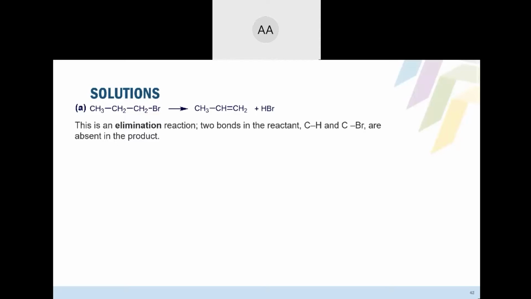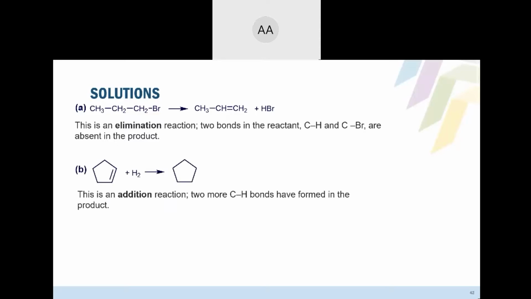Excellent. B started with a cyclical compound. So you can see a cyclical compound that had a double bond where hydrogen was added. So now 2 more carbon-hydrogen bonds have formed in the product. Nice and simple, an addition reaction.